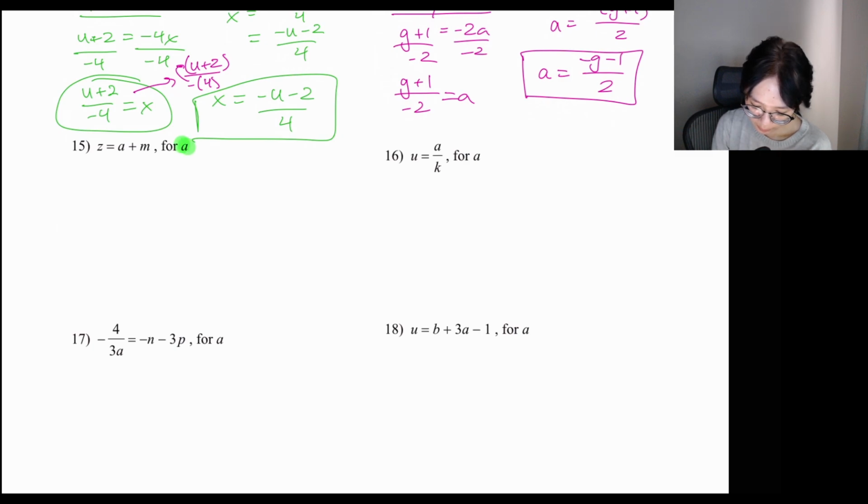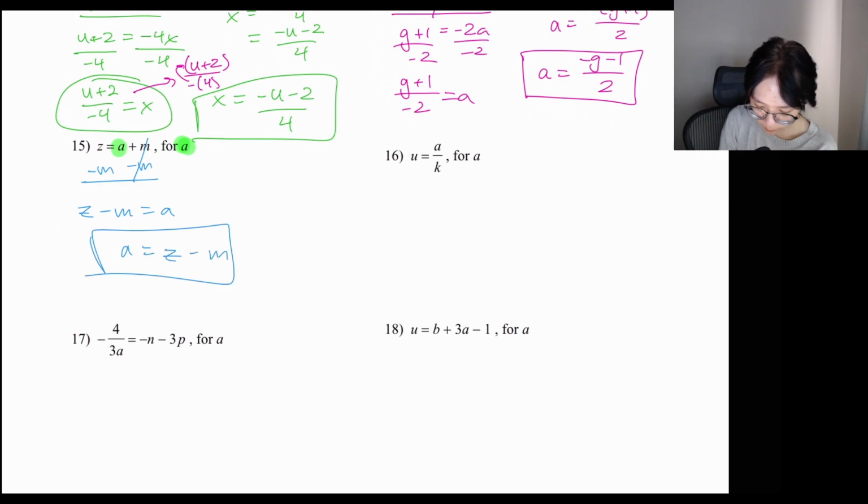Here, solving for a. a is right here. So we're going to subtract m from both sides to make sure a gets on its own. So z minus m equals a. a equals z minus m. Done.